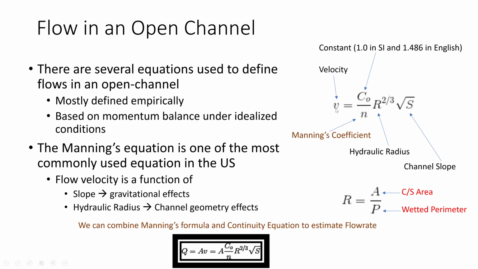So we calculate velocity using Manning's equation, and then of course we can use Manning's equation in conjunction with the continuity equation to get our flow rate. The flow rate Q is equal to A times V, the cross-sectional area times the velocity, and we get that this is equal to the cross-sectional area times c naught over n, R raised to the power 2/3, square root of S. So this gives us a way to estimate flow rate in open channels.